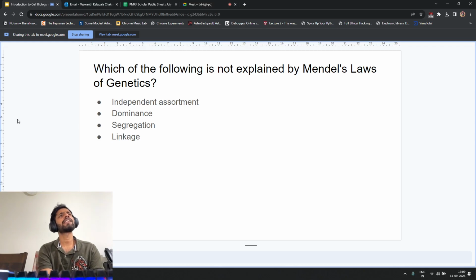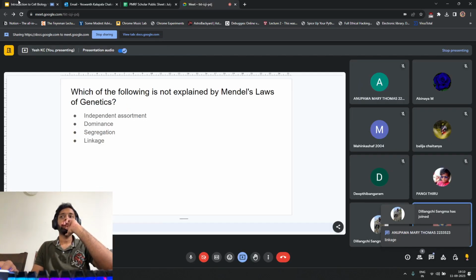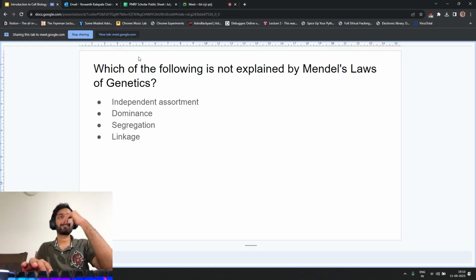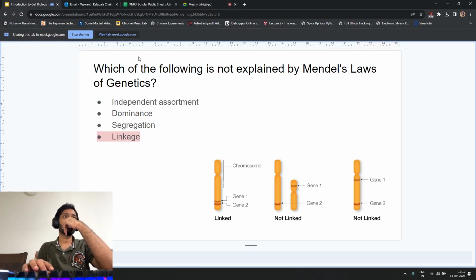So the first question reads, which of the following is not explained by Mendel's laws of genetics? Independent assortment, dominance, segregation, and linkage. What do you guys think? Is it independent assortment of alleles, dominance of alleles, segregation of alleles, or linkage? Yeah, so linkage is what is not explained by the Mendelian laws of genetics.